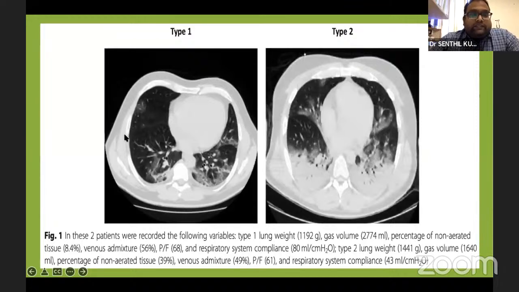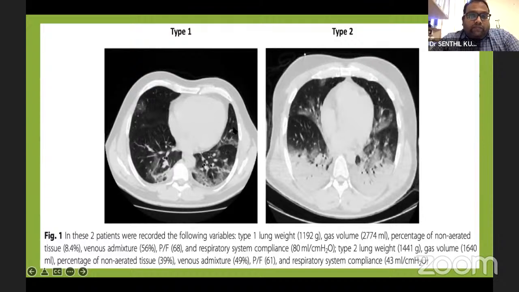In this study, they did a CT and also calculated various parameters, and they found that in type 1 the lung mass will be less, the gas volume, that is the aerated volume of the lung, will be more, and the respiratory compliance is more in type 1, that is the early phase of COVID-19 pneumonia.